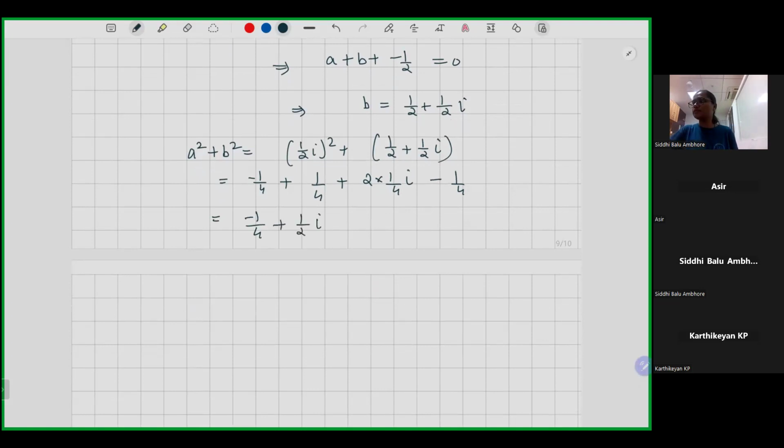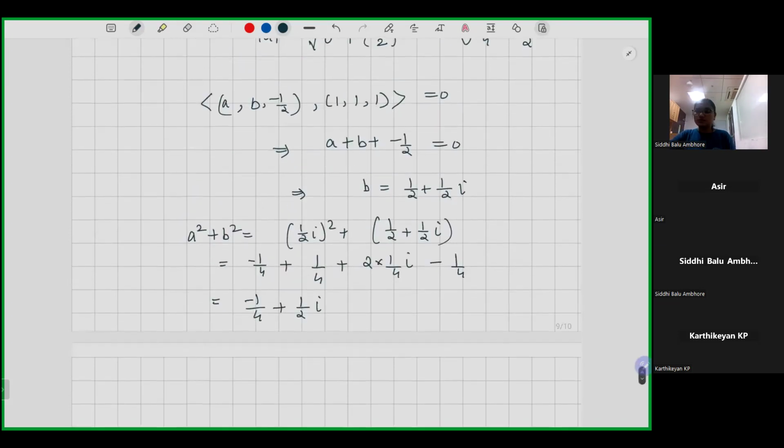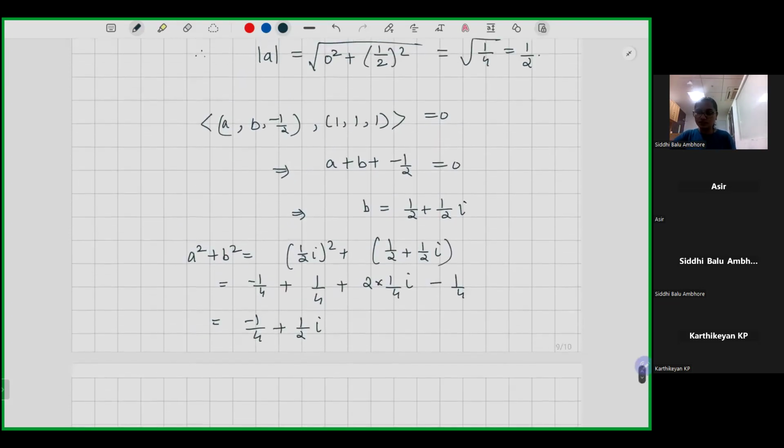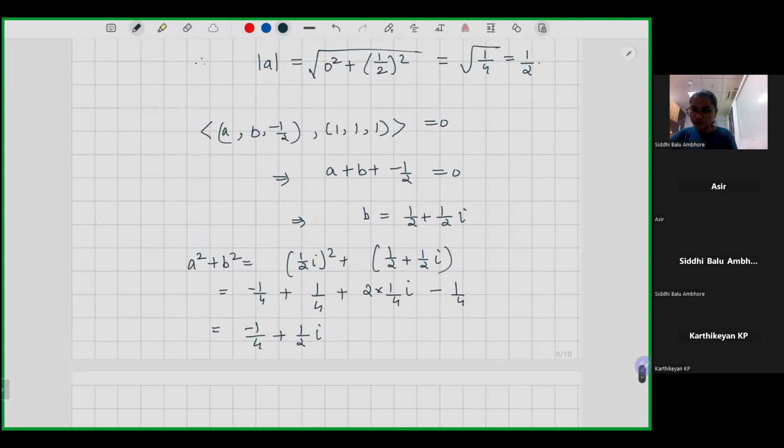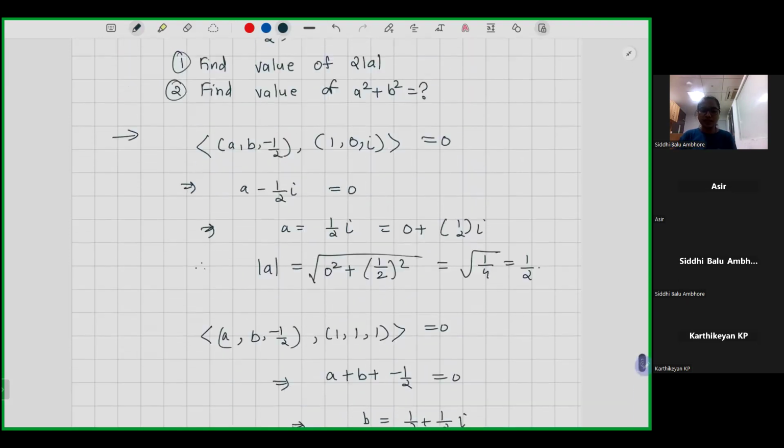Any doubts here? Was that minus? No, plus. I hope this is okay, just calculation.